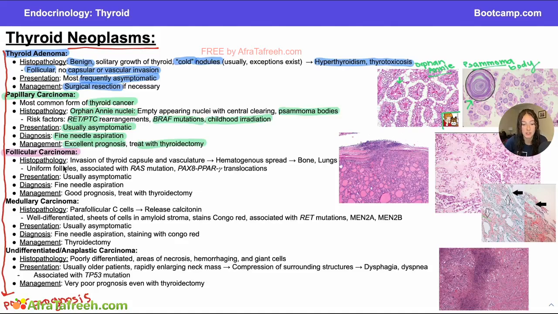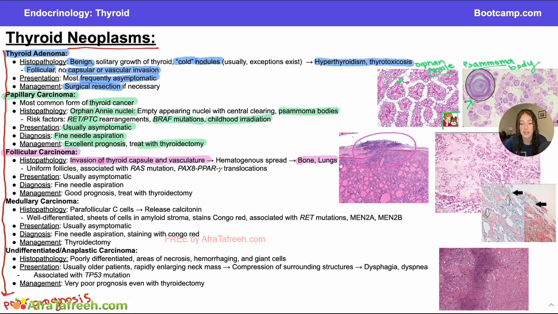Now, our follicular carcinoma, which is the next carcinoma that we will talk about, is also malignant. Something characteristic of follicular carcinoma is invasion of the thyroid capsule and the vasculature. So if we go over to our image on the right here, you can see that this follicular carcinoma is exiting through the capsule of the thyroid. It has broken through the thyroid capsule, and these cells escape from the thyroid to route hematogenously, frequently to the bone and the lungs.